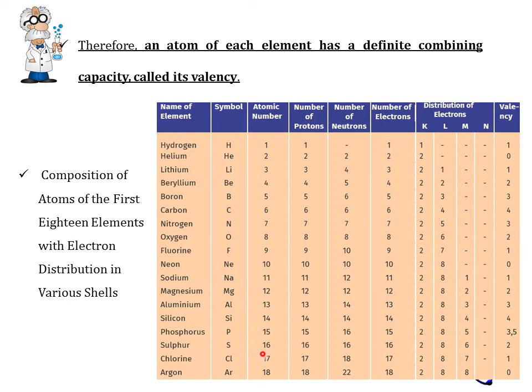Let's take the example of sulfur also. Here also the outermost shell has 6 electrons, so 8 minus 6 is equal to 2. In the case of argon, it is fully filled, hence the valency is 0. So like this, we are able to understand the distribution of electrons in various shells.